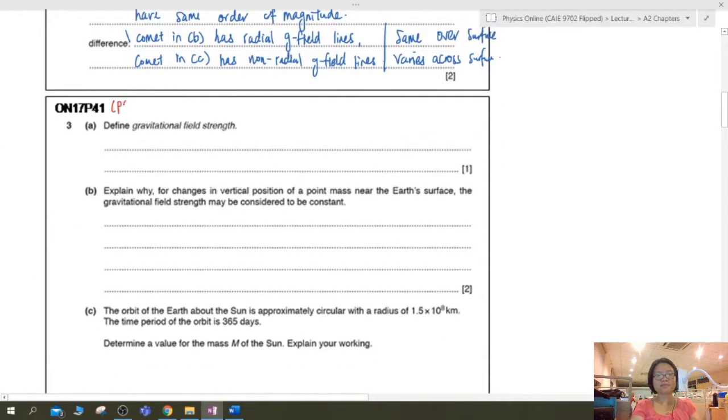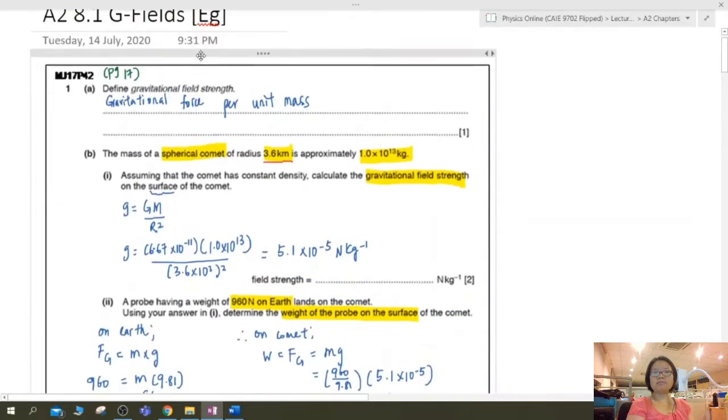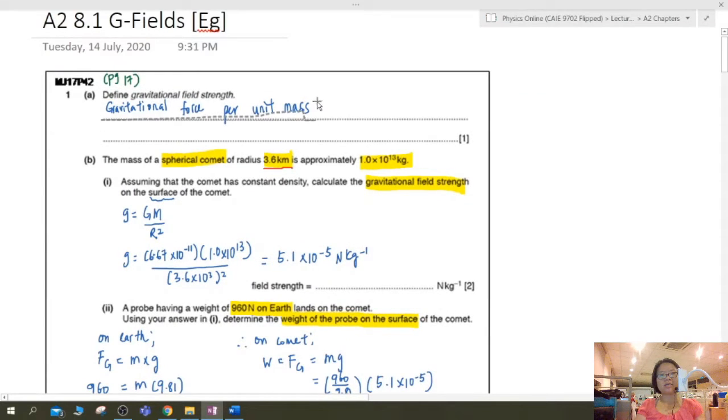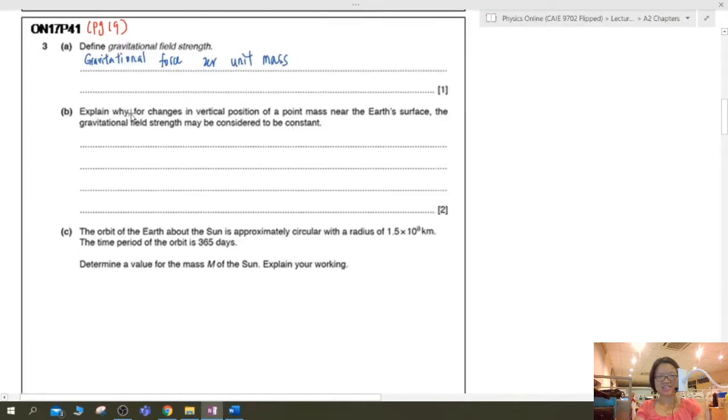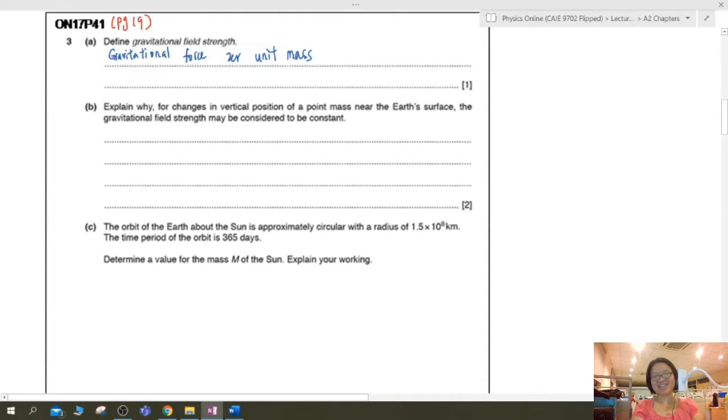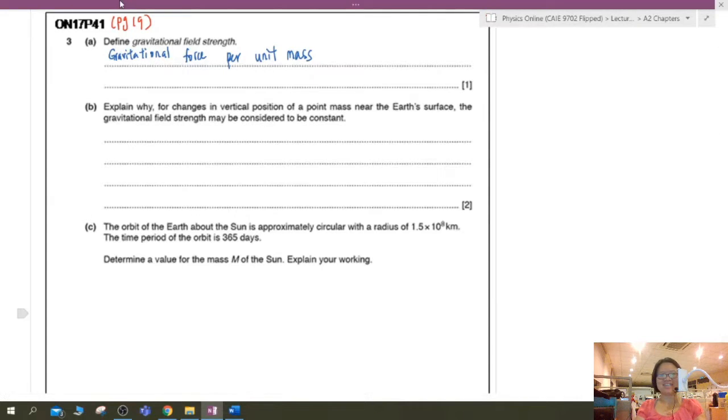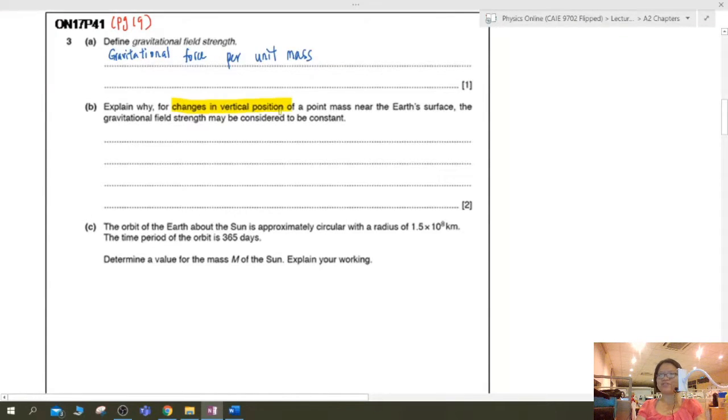Alright, next question. So this one is from page 19. Okay, and since they ask you to define gravitational field strength, I copy paste. There are not many good things about doing this on OneNote, but this is one of them. I can just copy paste the same thing. Define gravitational field strength. So it's gravitational force per unit mass.